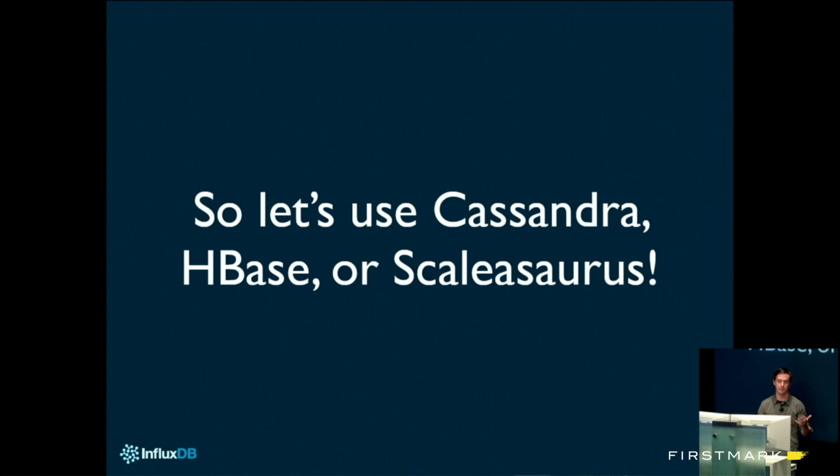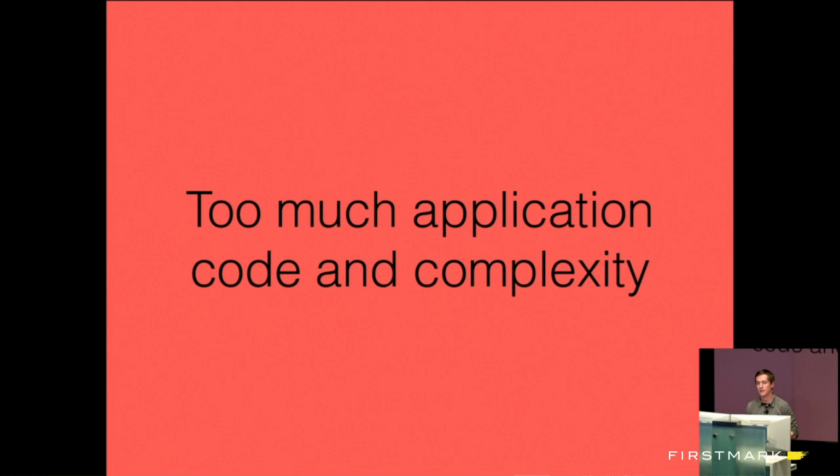So then the other thing you think is, okay, well, let's use HBase or Cassandra or some distributed database where we can actually just use an entire cluster of machines. That'll scale, right? And the problem there is it's too much application code and it's too much complexity. So I've actually built a quote-unquote time series database on top of Cassandra on 2 separate occasions. One for a fintech company and another for a metrics SaaS developer monitoring thing.